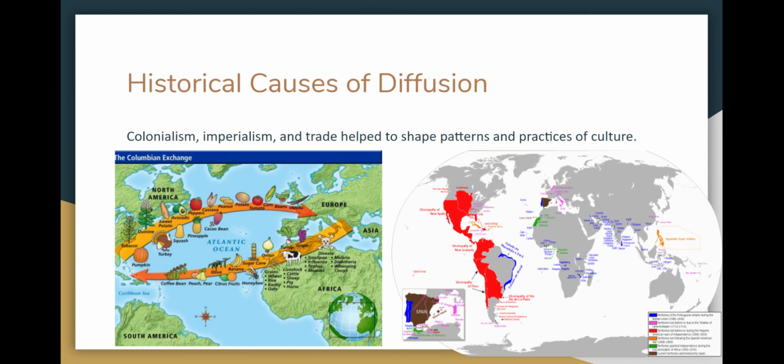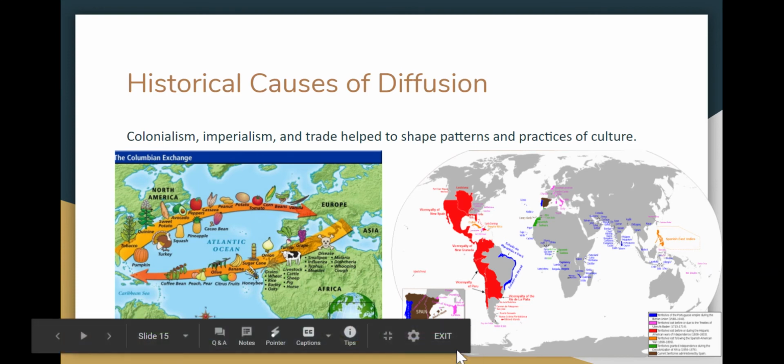And the map on the right-hand side, I think, is a map of Spanish colonialism. So notice the places in red are still places that we would associate with having pretty high levels of Spanish-speaking populations, people that practice Roman Catholicism. So in many ways, those are cultural traits that were introduced by the Spanish in their colonization of that part of the world.